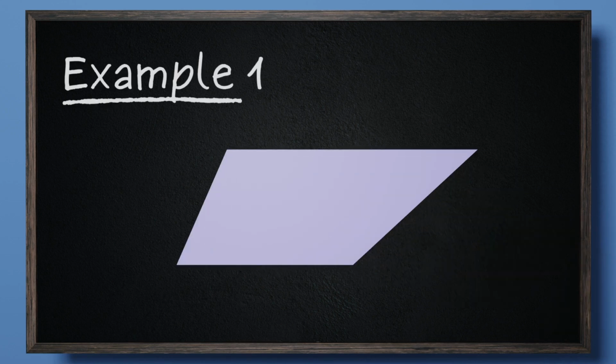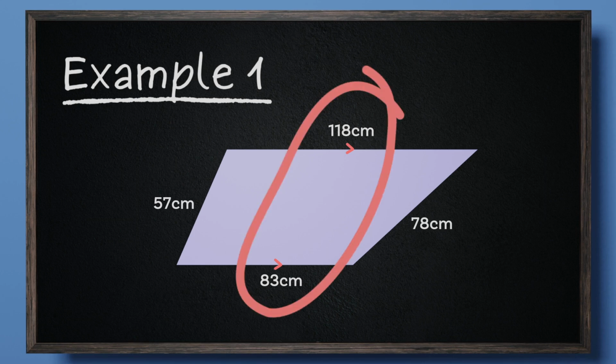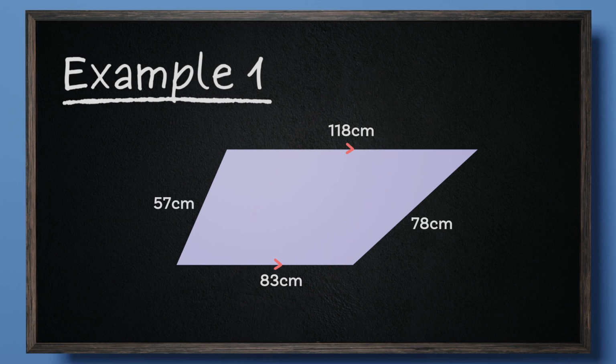Let's test a few quadrilaterals and determine if they are parallelograms. Example number 1. Here we have a shape with each side having its own unique length. If we recall from condition number 1, at least one pair of opposite sides must be congruent and parallel. Even though we have one pair of opposite sides that are parallel, they are definitely not congruent, and therefore the shape is not a parallelogram.